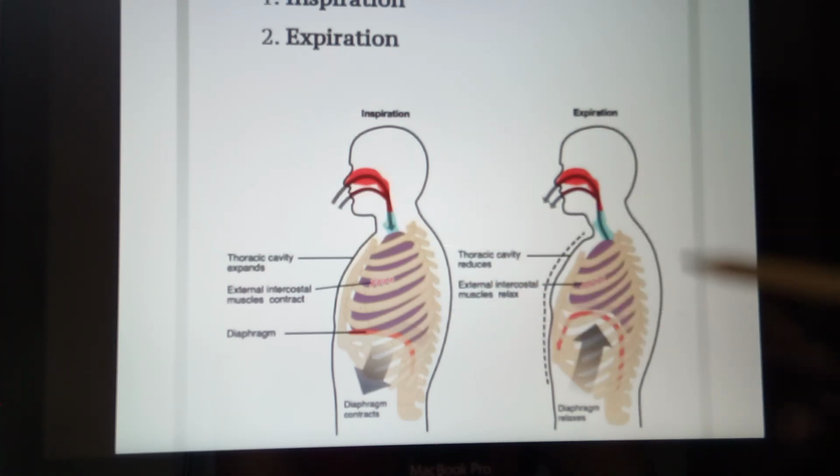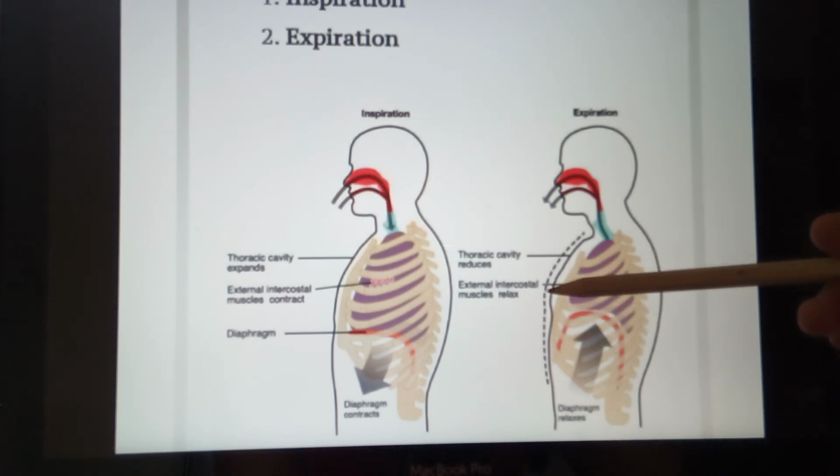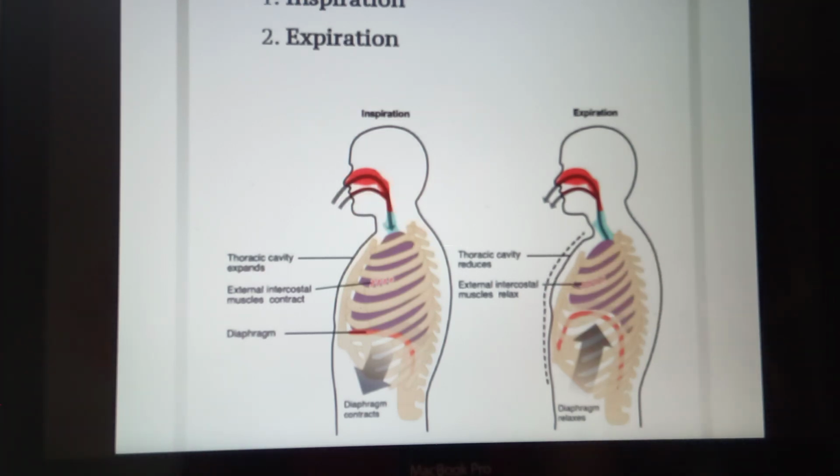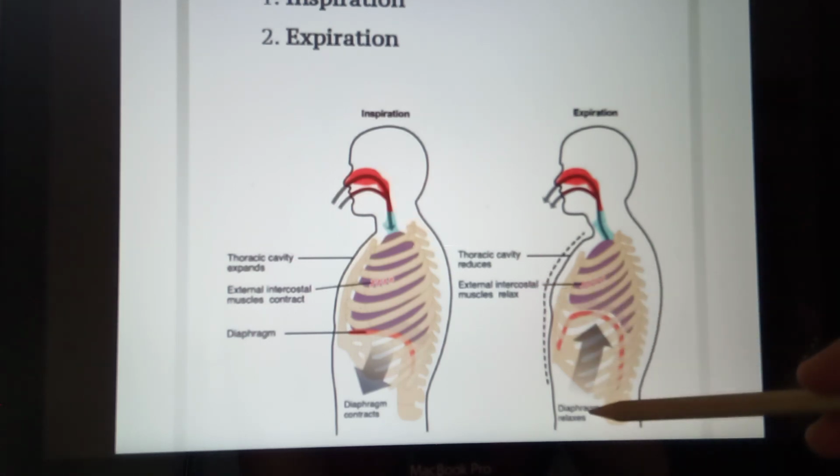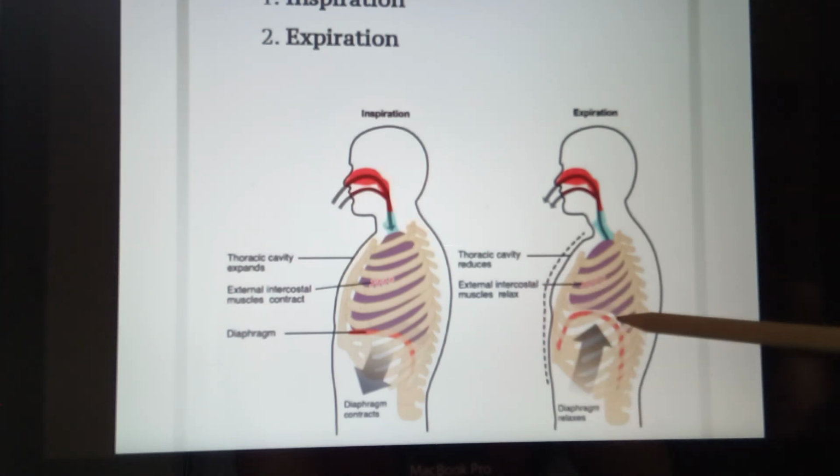We move to the next process, expiration. What is expiration? When the diaphragm and external intercostal muscles relax, they go back to their original position. So when both the external intercostal muscles and the diaphragm relax, the thoracic cavity goes back to its original position.